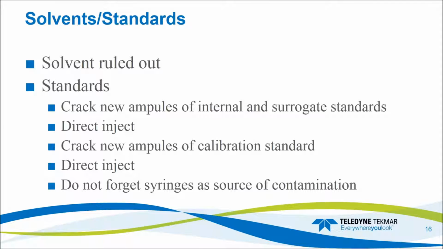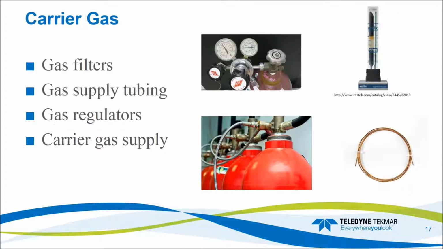If you've ruled out the solvent, then we want to look at our standards. Crack some new ampules, prep some standards, do direct injections of those standards. Do they look clean or do they not look clean? Do the same for your calibration standards, internal standards, and surrogates. And then, again, don't forget that your syringes could be your source of contamination, and so make sure you're using clean or new syringes to do this.